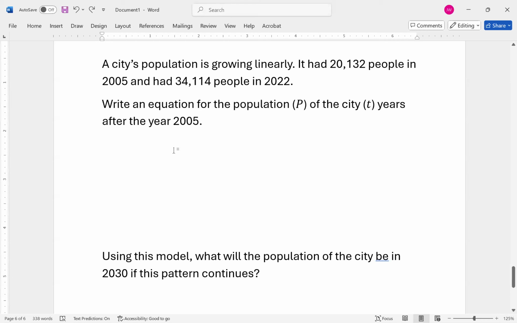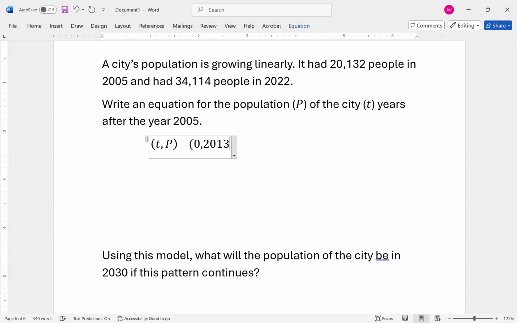In this case, T is the number of years after 2005. So it says the city had 20,132 people in 2005. So that's like year 0. I'm thinking of this as T comma P. So T is my input, P is my output. And if we do that, having 20,132 people in 2005 corresponds to a point of 0, 20,132.